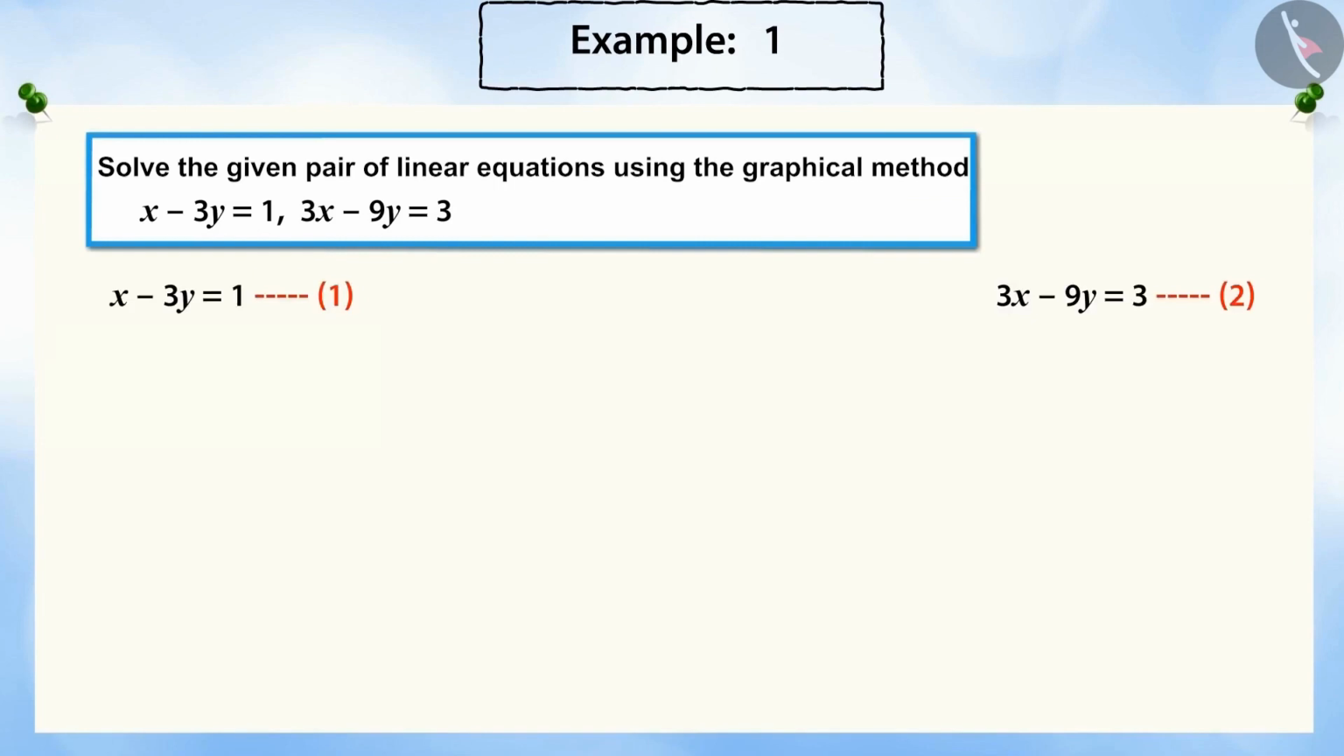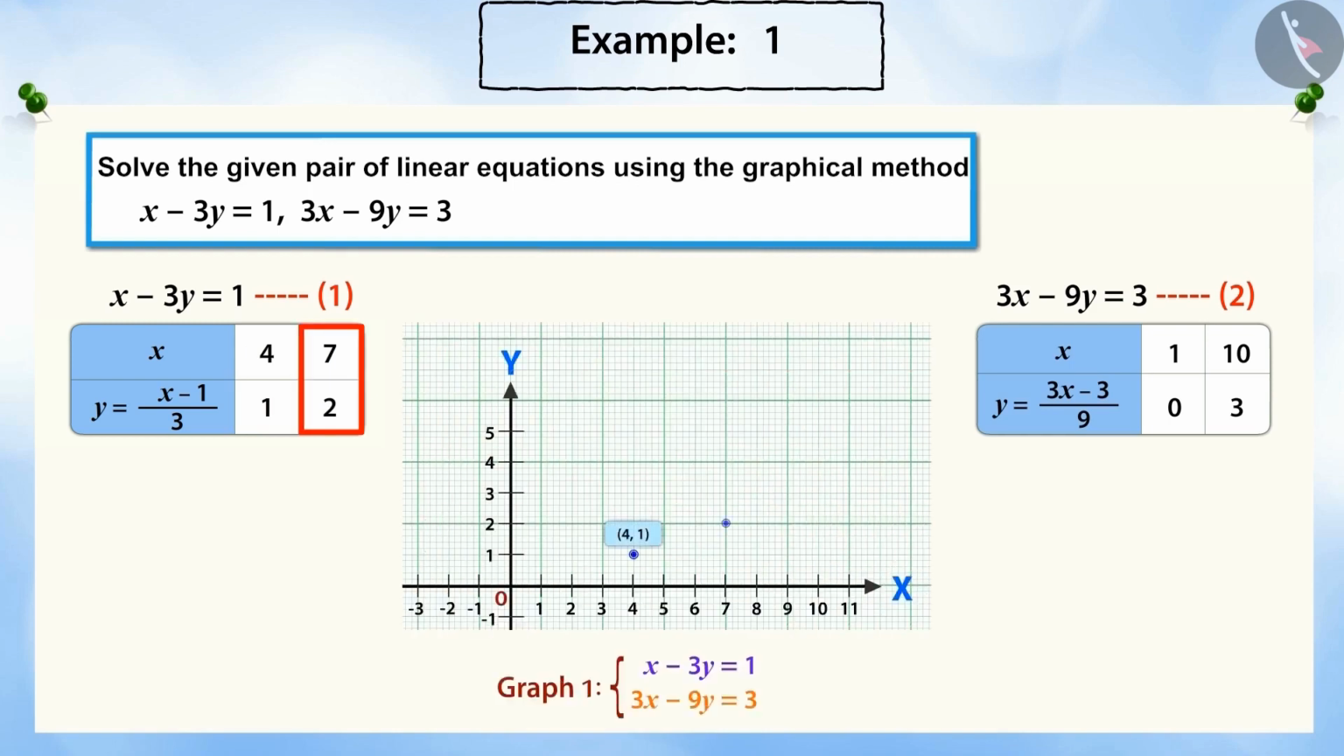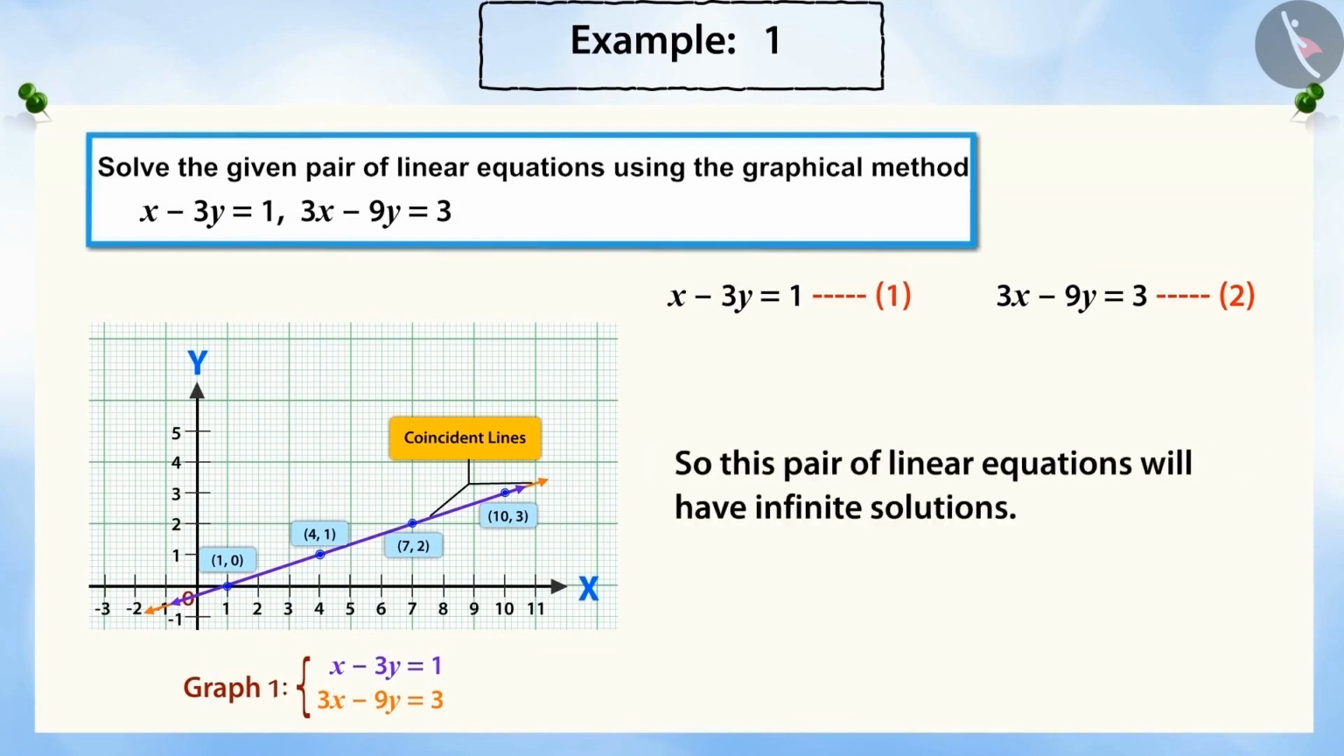For the given pair of equations, in each equation, for the value of x, take the corresponding value of y and plot them on the graph paper to obtain two simple lines. You can see that these two lines are coincident lines. Can you tell what this means? This means that the pair of equations is a dependent, consistent pair. So this pair of linear equations will have infinite solutions. Now let's see another example.